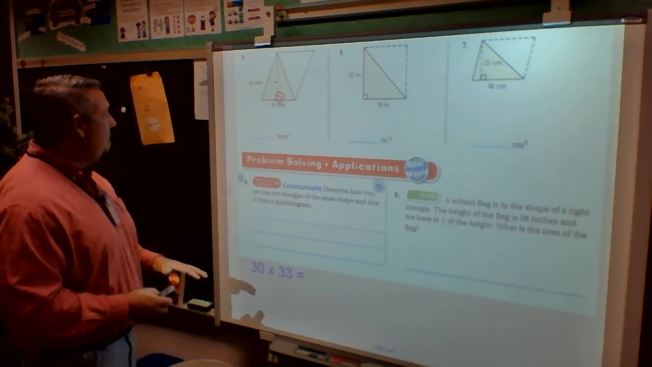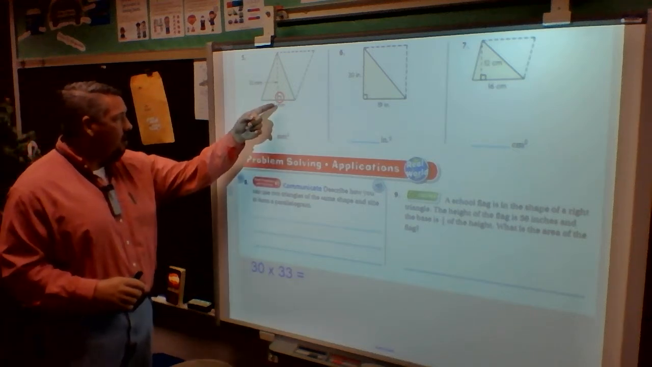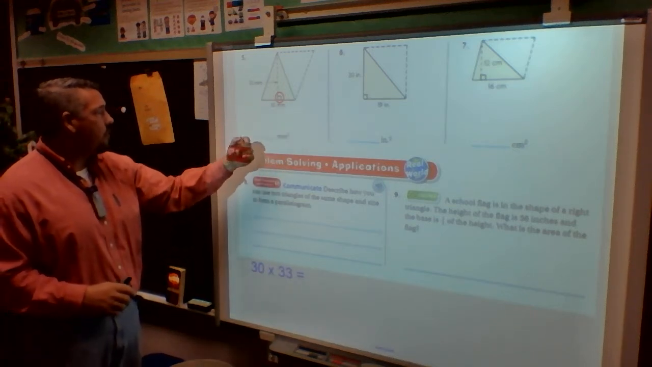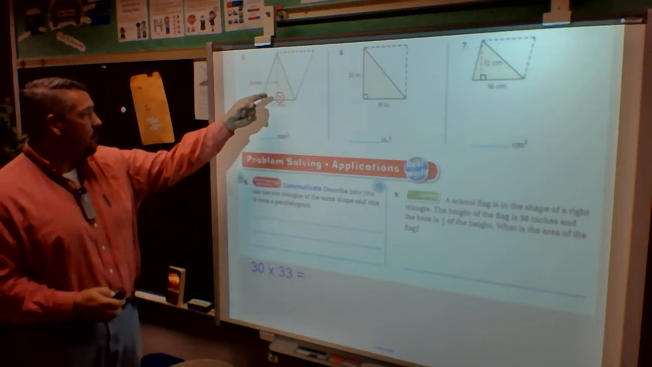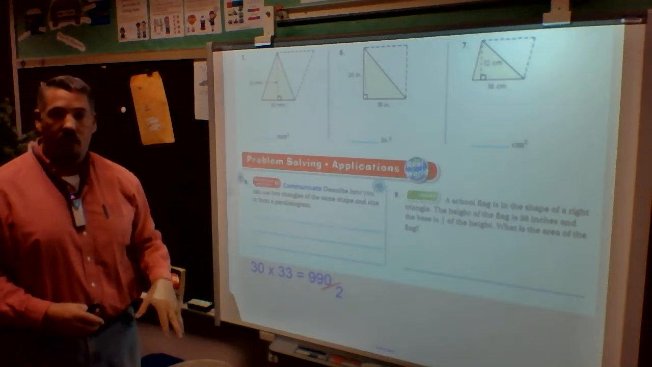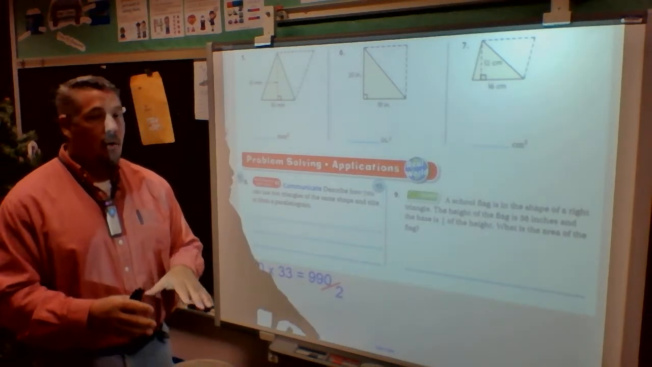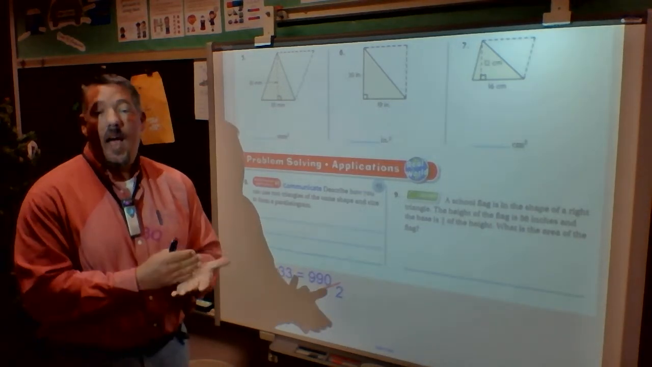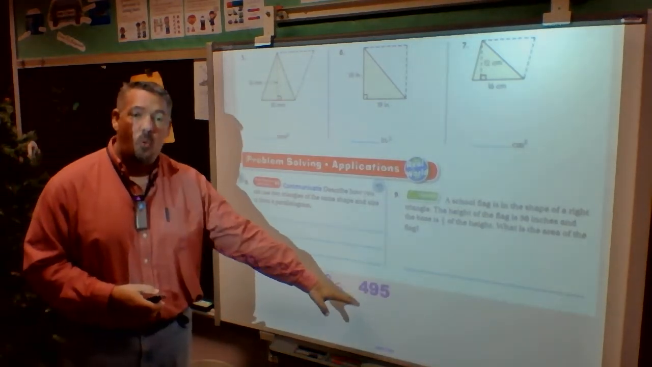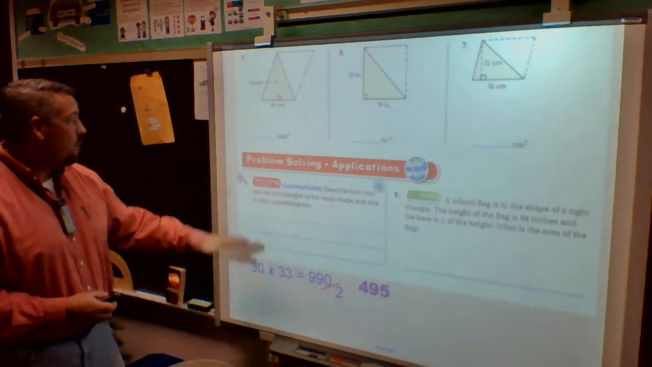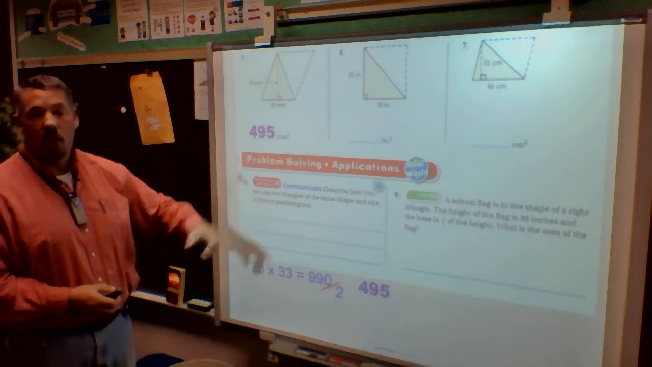So when I start with 5, I know I want to start where my right triangle is every time. And where my right angle is, that gives me a base of 30 and a height of 33. When I multiply those together, that gives me 990. And when I have 990, that would be a parallelogram. So I have to find half of that because it's a triangle. Divided by 2 is going to give me a measurement of 495. 495 what? 495 square millimeters, because that's the label that they gave me.